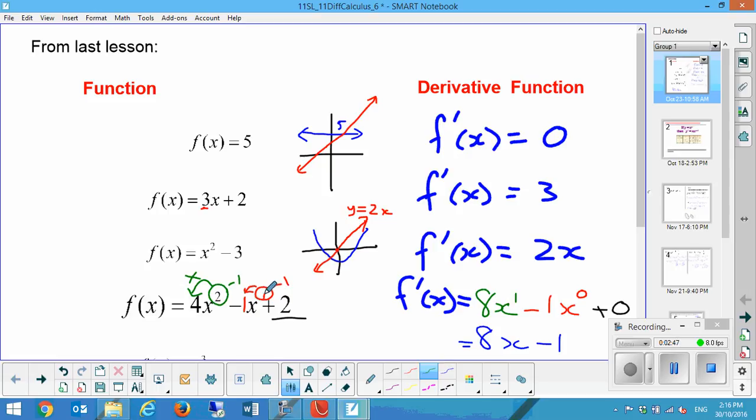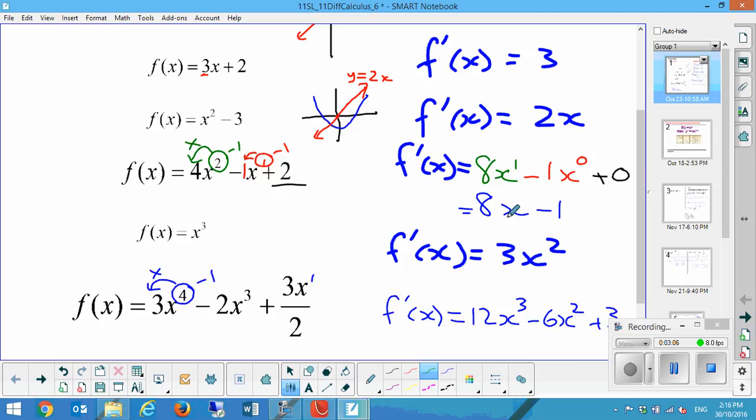Same story here, the exponent here is 1, so 1 times minus 1 makes minus 1. 1 minus 1 is 0, and we found the derivative for a constant like plus 2 was always 0, so that constant disappeared. And our derivative function is 8x minus 1. Same story with x cubed. What's our power? It's a 3, so we multiply it by the coefficient, which is 1 in this case, so we go 3 times 1 is 3. Subtract 1 from the power, and we end up with 3x squared.